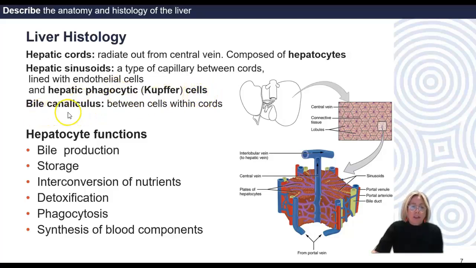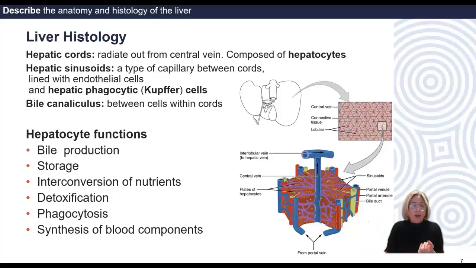And we also have these bile canaliculi, which kind of means little canal. So these little canals are collecting the bile that's made by the hepatocytes, and they're located between the cells within these cords. Now, hepatocytes or liver cells have a diverse range of functions.